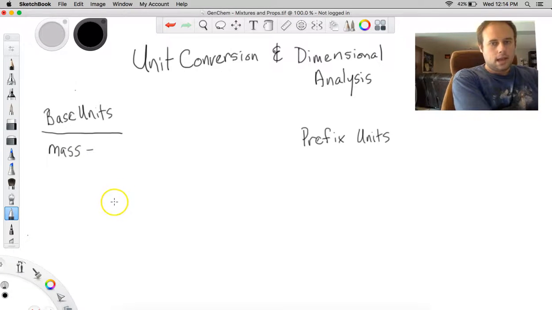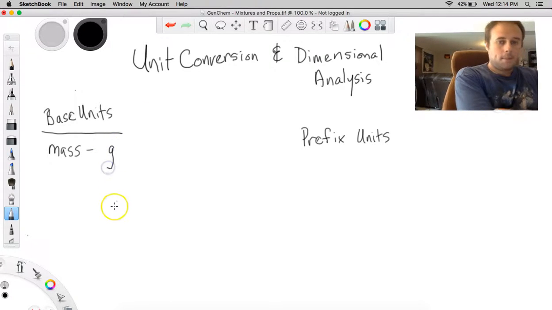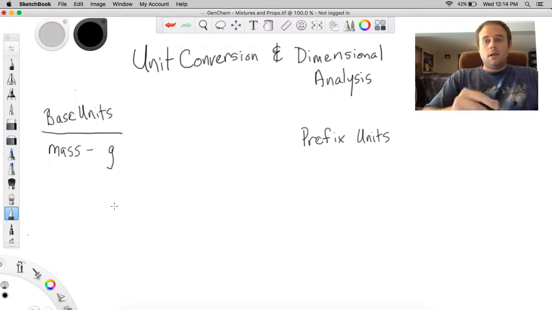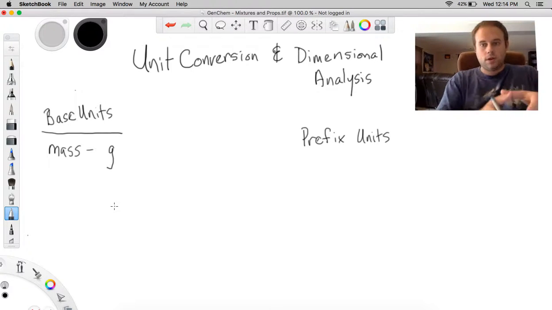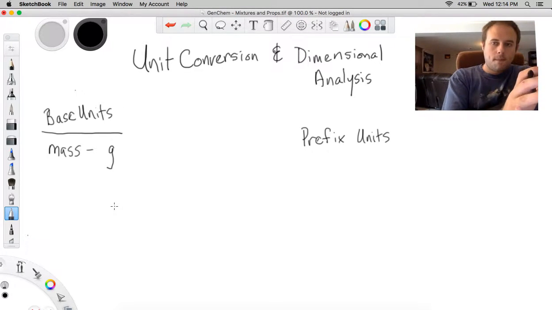Technically speaking, the SI unit for mass is kilogram. That's what we use to measure with. But I am actually going to put gram here because kilo is one of the prefixes, and I really would like to separate the prefixes from the base units that we're using. So we're going to talk about mass being in grams to start with, okay?